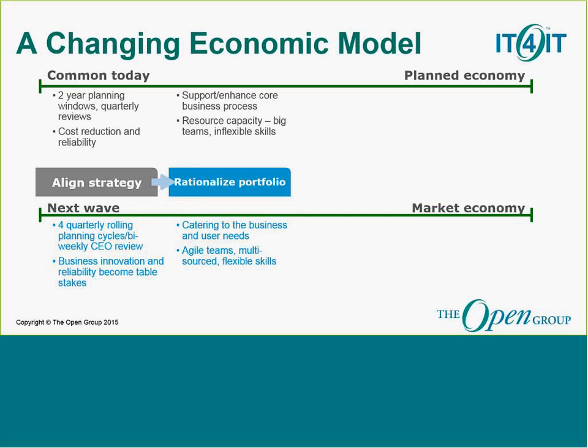As a portfolio today, mostly the decisions are made based on what we have to do to support the core business, and what kind of resources we have to get things done. And in the future, we really need to cater to the business needs, and we're going to have to be organized in much more agile teams with certified services instead of just everything we can build, and flexible skills.